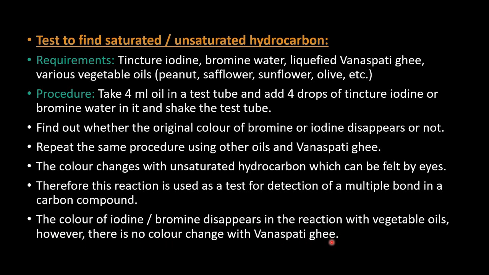So from this we understand that vegetable oils, that is peanut oil, safflower oil, sunflower oil and olive oil, are unsaturated hydrocarbons. They contain a multiple bond, whereas vanaspati ghee is saturated. It lacks a multiple bond. It is a saturated hydrocarbon. So this is an easy test to detect the presence of multiple bonds in a hydrocarbon.